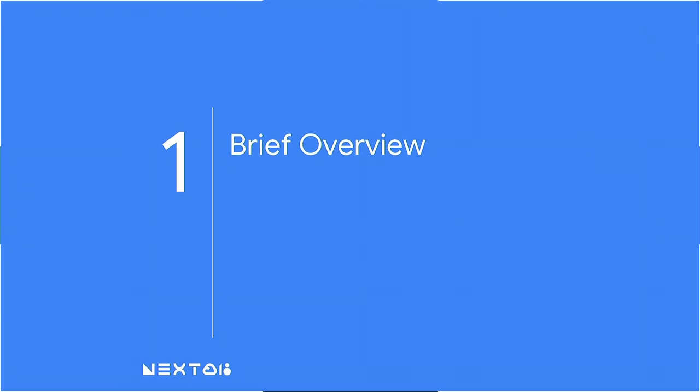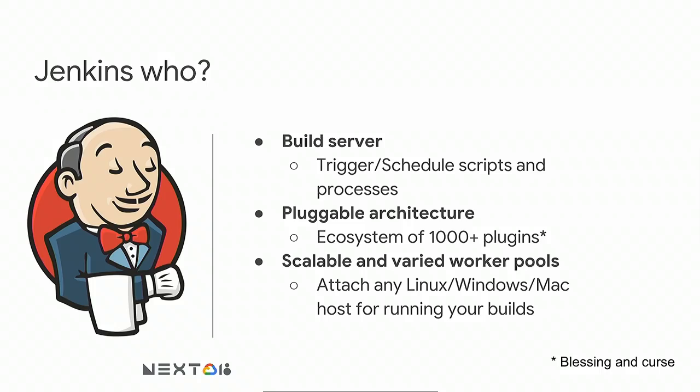All right, so a brief overview. What is Jenkins, this Jenkins guy we've been talking about? It's a build server. You can trigger or schedule jobs or processes and run your automation steps. At some point, somebody has scripted something and they want to run it in a shared environment or run it on every commit. Jenkins gives you a really easy way to do that. We also have a pluggable architecture, which is a lot of the reason why Jenkins is used by a lot of the folks in this room. It can capture a lot of the use cases that we have and various tools that we need to integrate into our CI and CD processes.